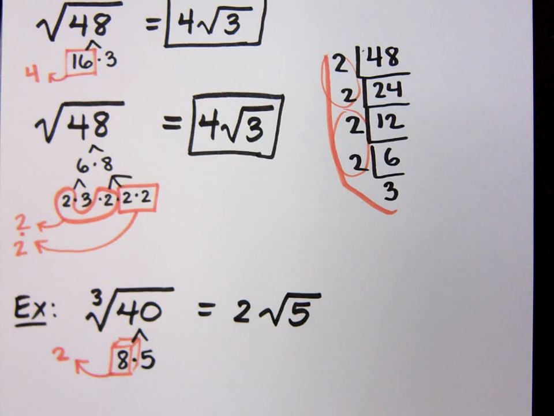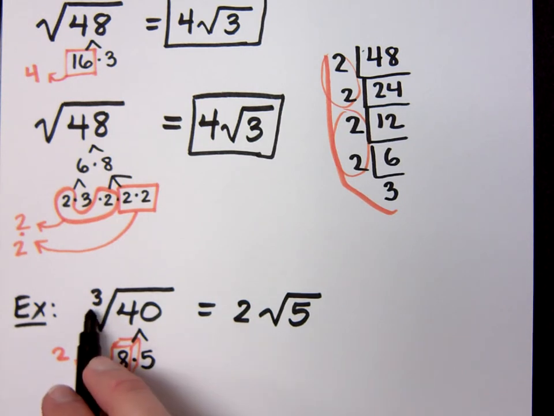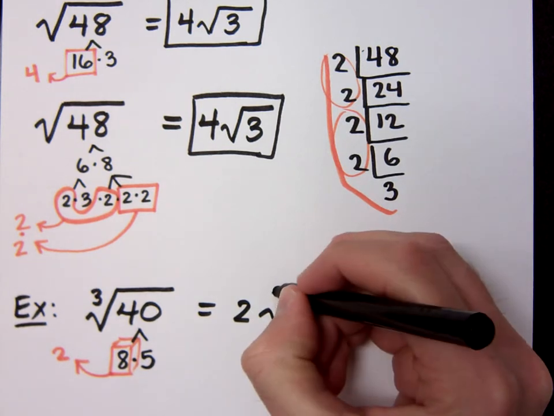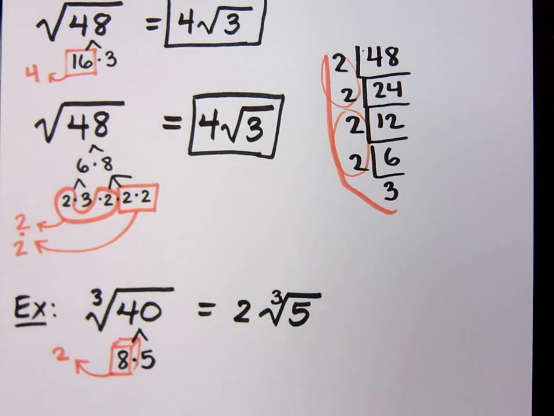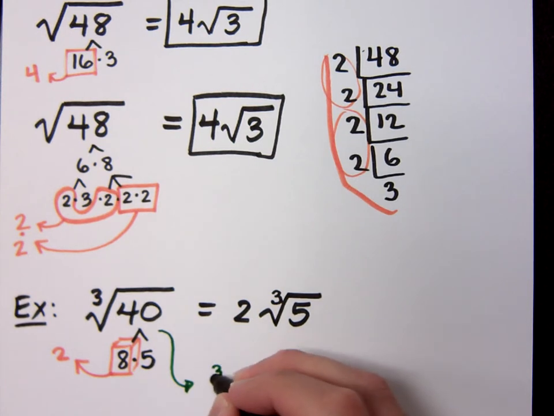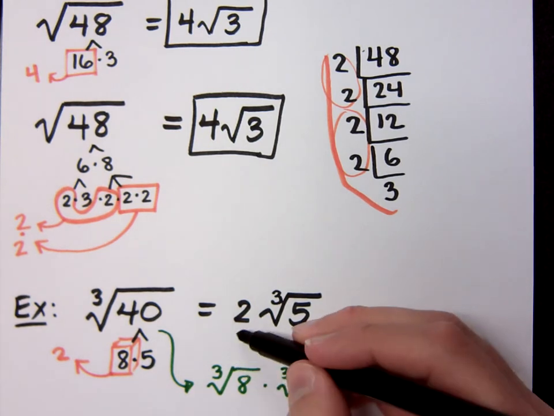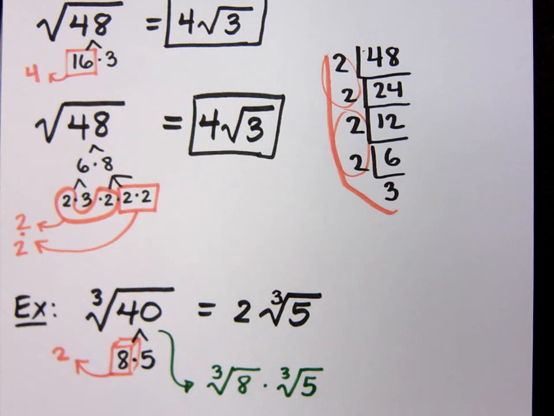You should not agree with this. Didn't you have an index of 3? The 3, yeah, we took it out though, didn't we? You still have a cube root though. Oh, yeah, put that there. Because remember, your behind-the-scenes work is that you're breaking this down as the cube root of 8 times the cube root of 5.